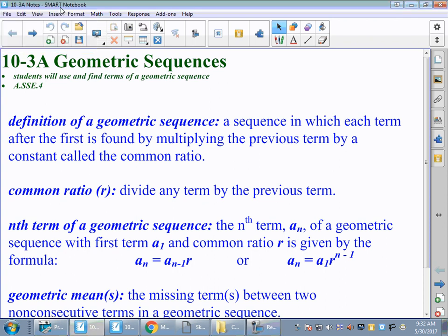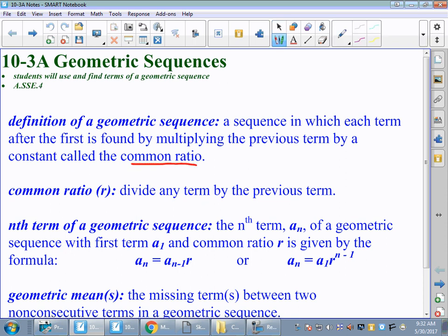These are your 10.3a notes on geometric sequences. We are going to, in the next two sections of notes, study geometric sequences and then geometric series. So a geometric sequence is a sequence in which each term after the first is found by multiplying the previous term by a constant called the common ratio.